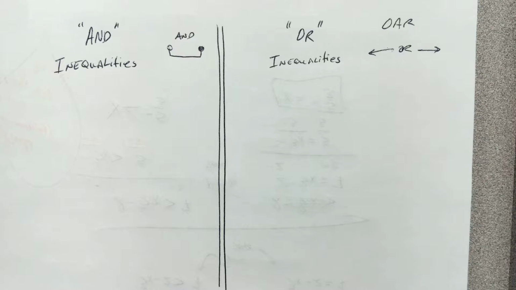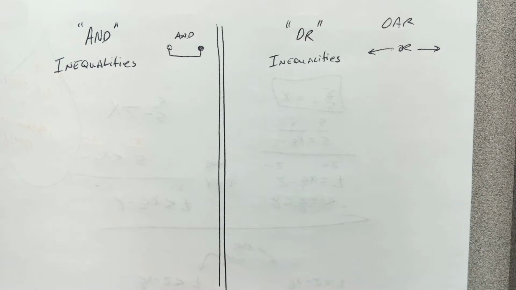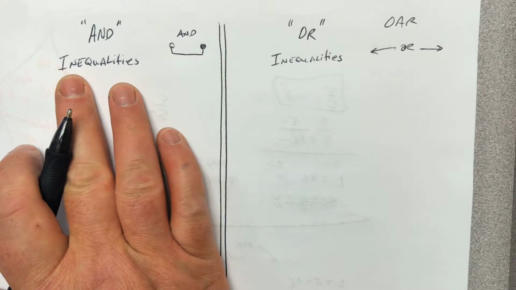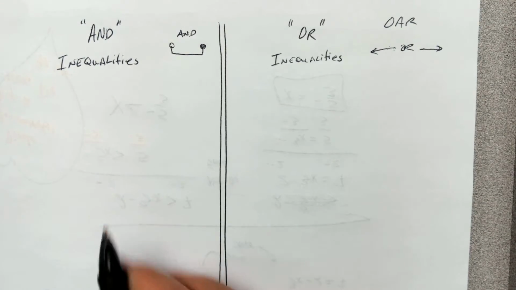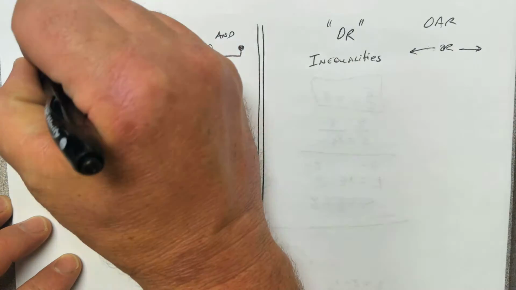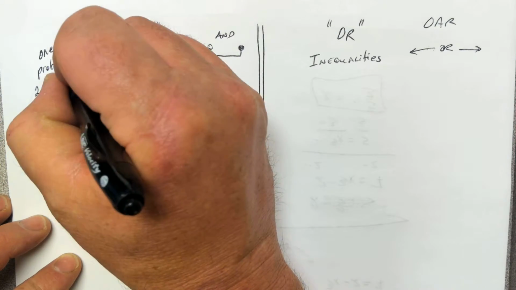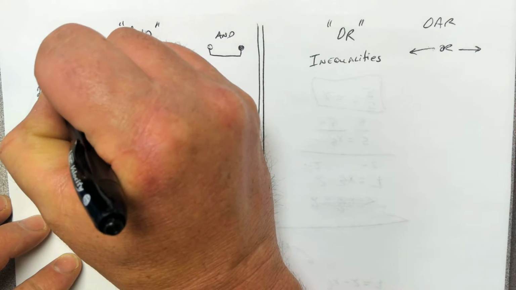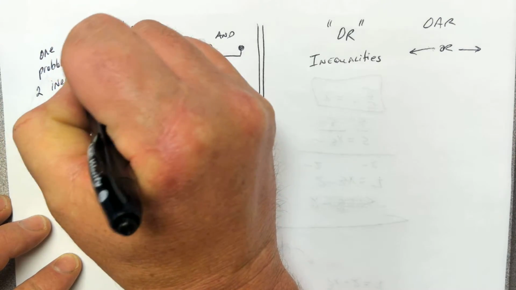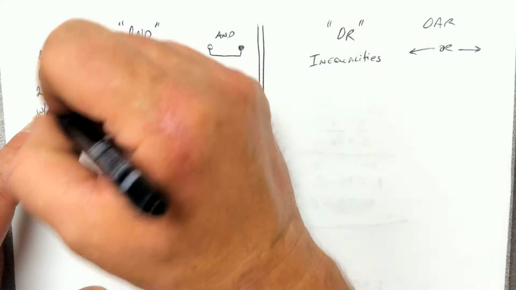Now I'm looking at the problems in our book, and a lot of the times when it's an or problem, it tells you the word or. It'll give you the two problems and say or. Sometimes it says and, sometimes not. But when it's and, it's one big long thing, one problem, but it's going to have two inequalities, with x in the middle.